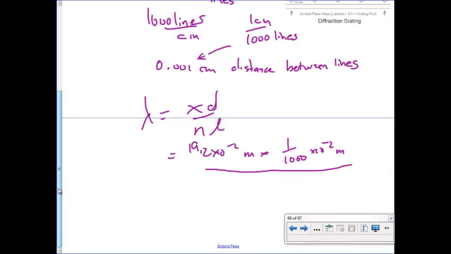N is the order we're looking for, which was the first. And the length is the distance between slides, so 4 meters. Does that make sense? Just this twist right here: if you get a diffraction grating with 1,000 lines in a centimeter, then each set of lines must be 1,000th of a centimeter apart. So you just need the reciprocal to figure that out. So this number here is 0.001, still times 10 to the minus 2 though, because it was a centimeter.